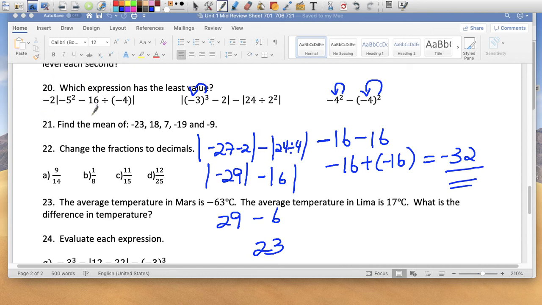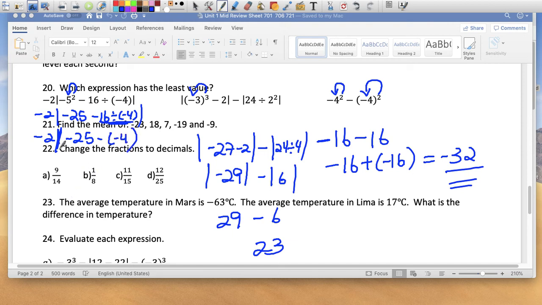Last one, so it's negative 2 times the absolute value of this whole expression inside. So negative 2. That's, again, not negative 5 to the second power, but just 5 to the second power. So it's a minus, and 5 to the second power is 25. Minus 16 divided by negative 4. Take the absolute value. That negative 2 is just hanging outside right now. So let's do the inside. I get negative 25 minus, and then 16 divided by negative 4 is negative 4.